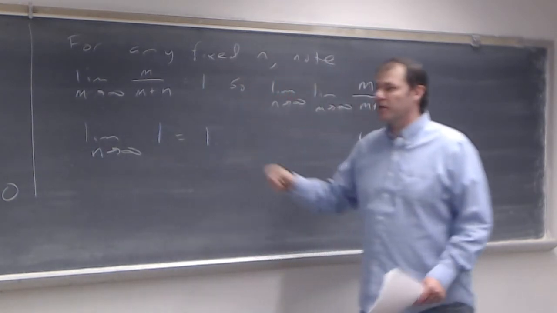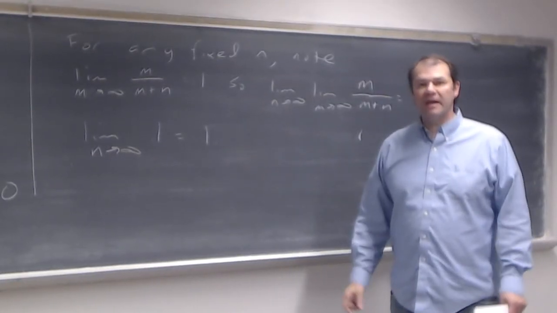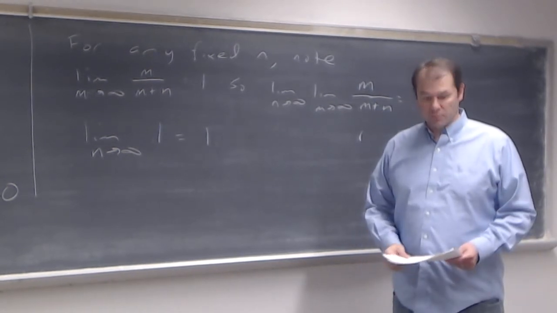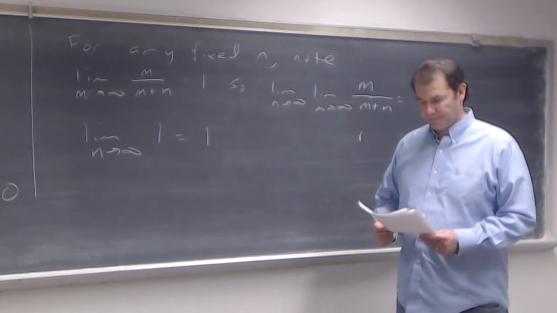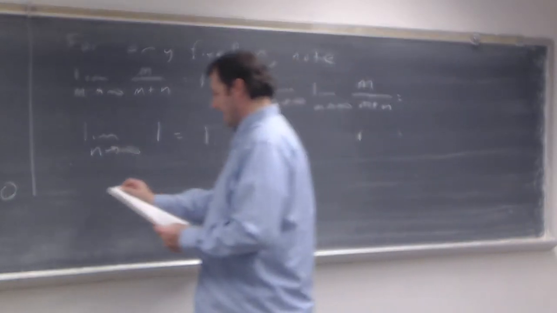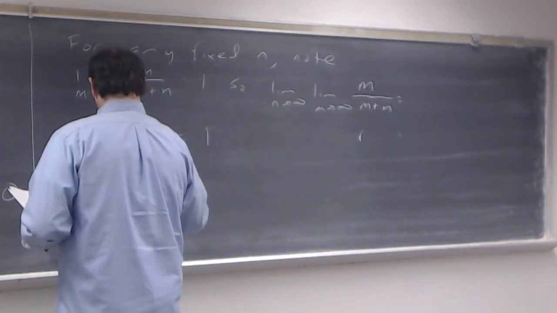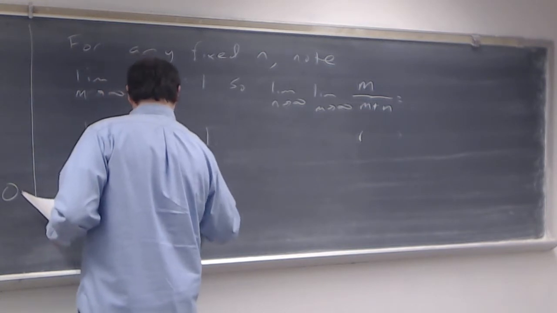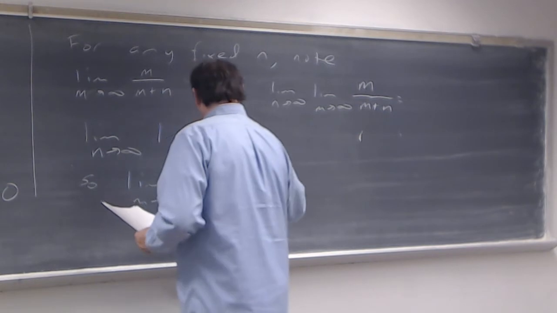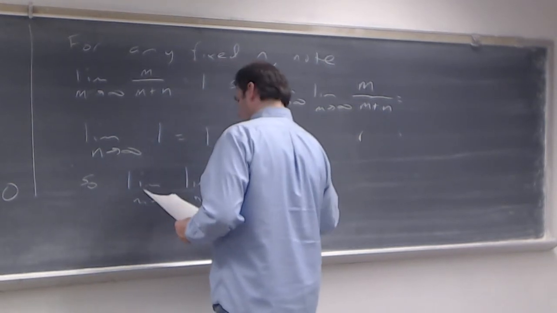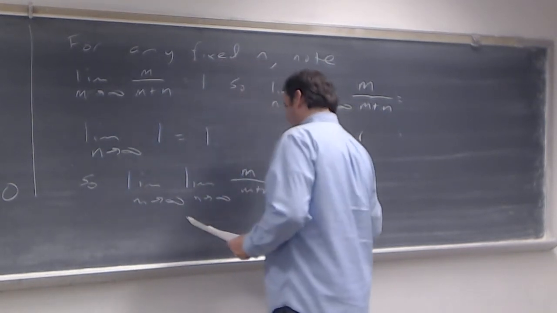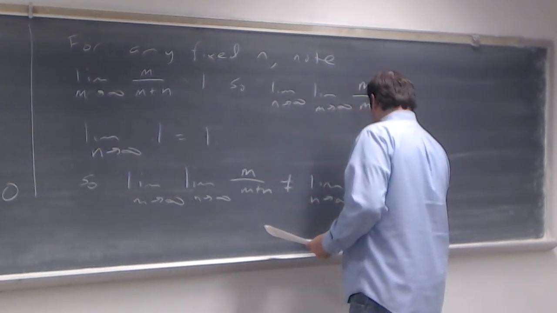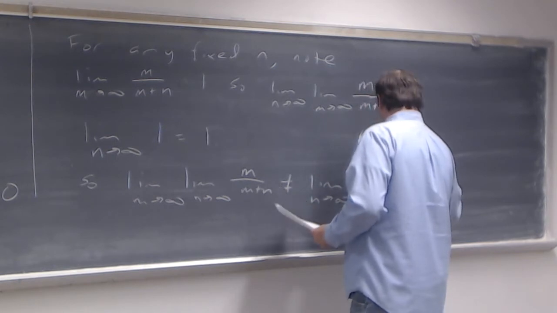Okay? So here you can see that interchanging the order of taking the limits of this sequence of two variables results in two different answers. Let me write that down. The limit as m goes to infinity of the limit as n goes to infinity of m over m plus n does not equal the limit as n goes to infinity of the limit as m goes to infinity of m over m plus n.